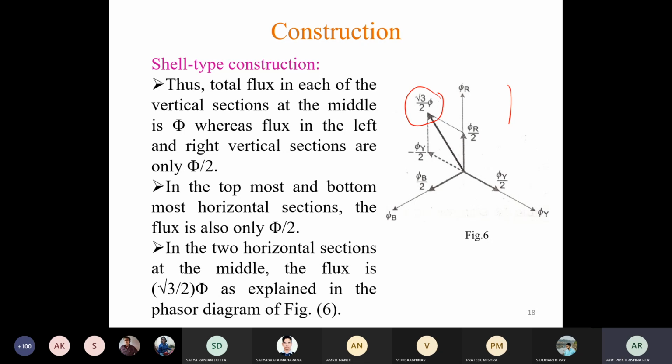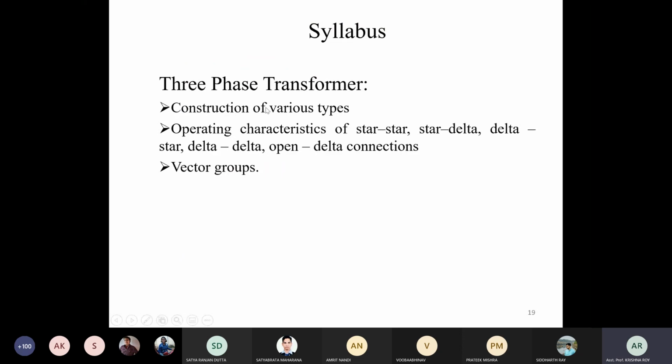Yes, sir. So accordingly, you have to provide the cross-sectional area. The middle section will have the maximum cross-sectional area because it will carry the total flux phi. The outer sections will carry half of the total flux, so their area of cross-section will be half of that of the middle section, and accordingly the two common sections will carry root 3 by 2 times the total flux. So accordingly you have to provide the cross-sectional area of the core. So that's all about this construction.